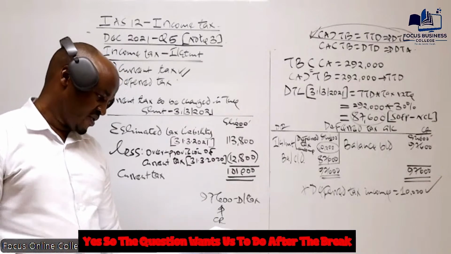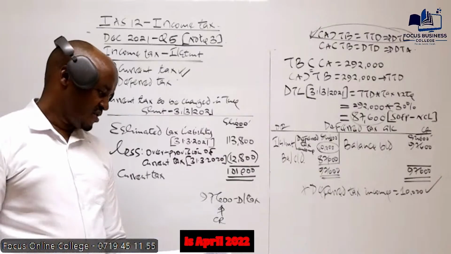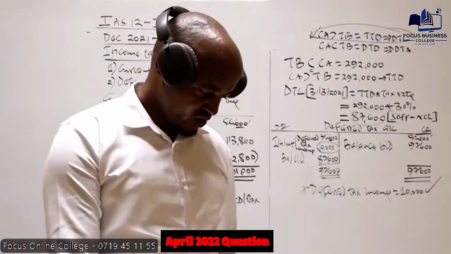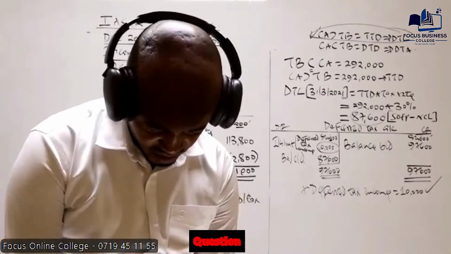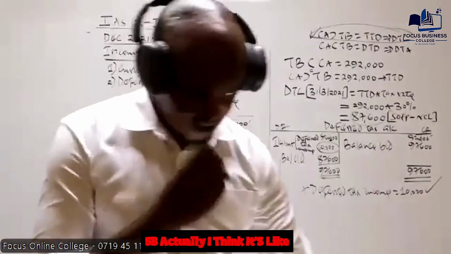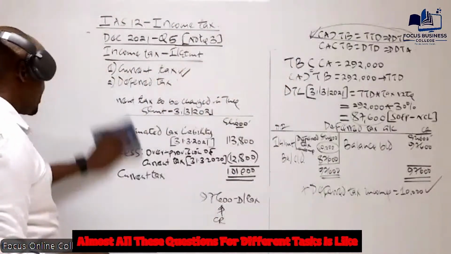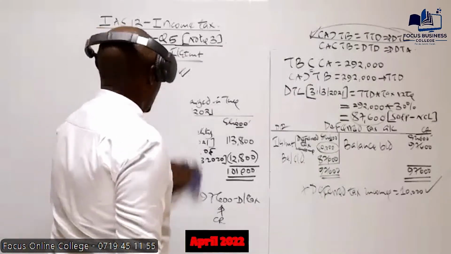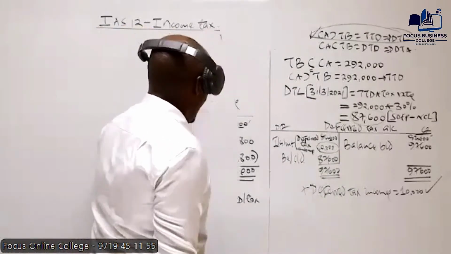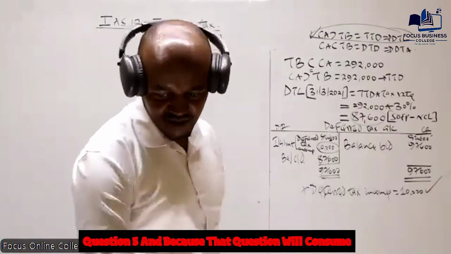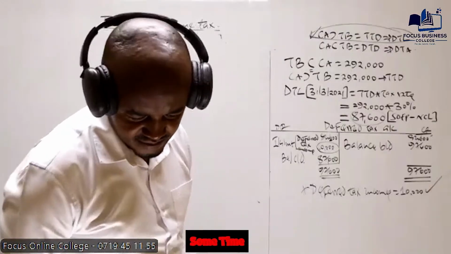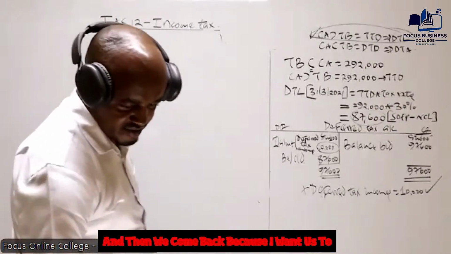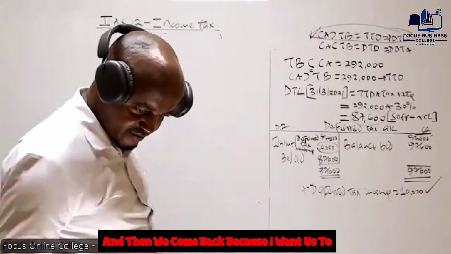Yes, so the question I want us to do after the break is April 2022, question 5B. Actually, I think almost all of these questions on the factors are in question number 5, April 2022. Because that question will consume some time, we'll just take a short break, and then we come back because I want us to finish the question on time.